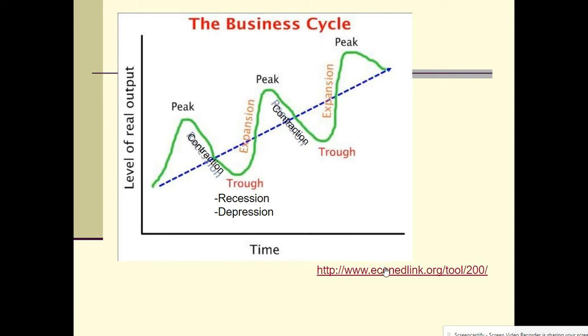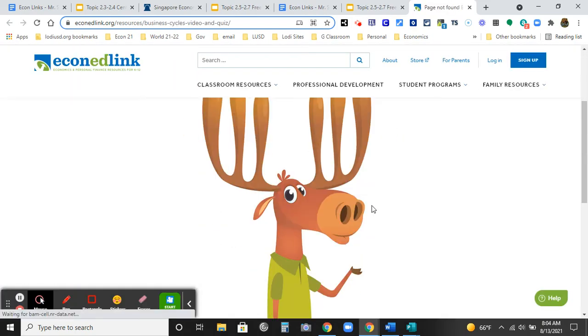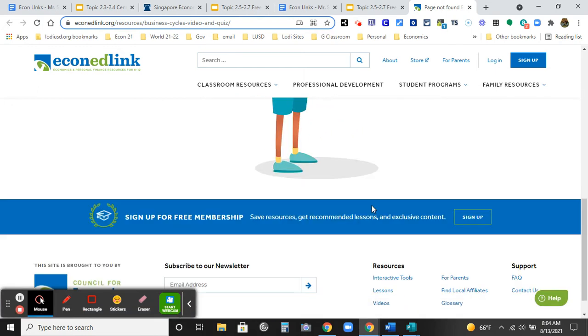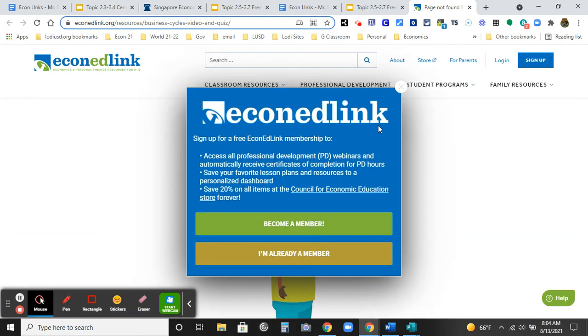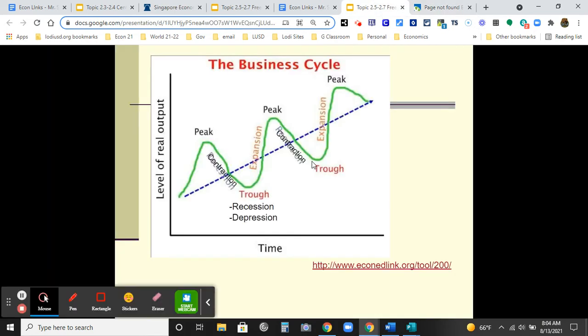All right, let's see what happens when we hit this link. Usually we get some further information. Well, the page has moved. And there's a big moose telling me the page moved. Interesting. I'll have to come back to that. Moving on.